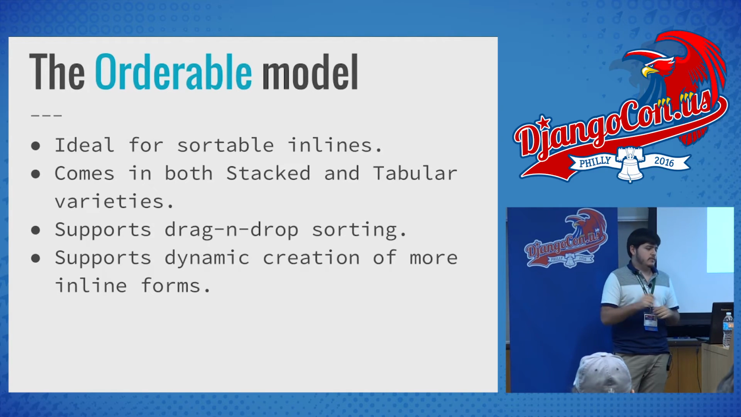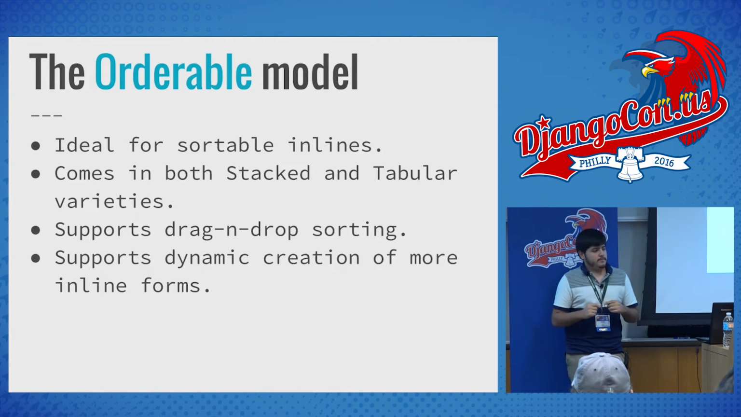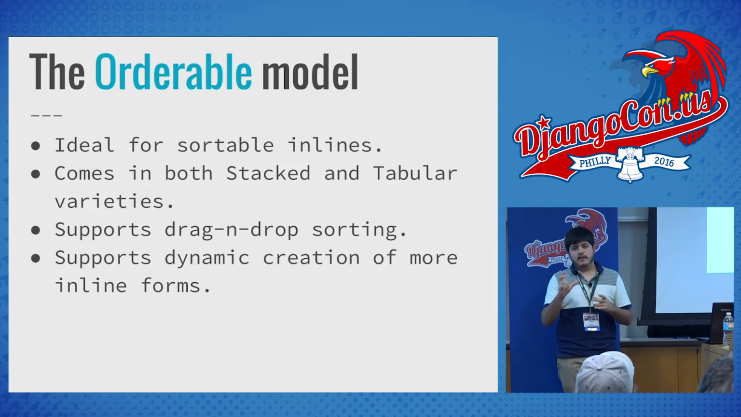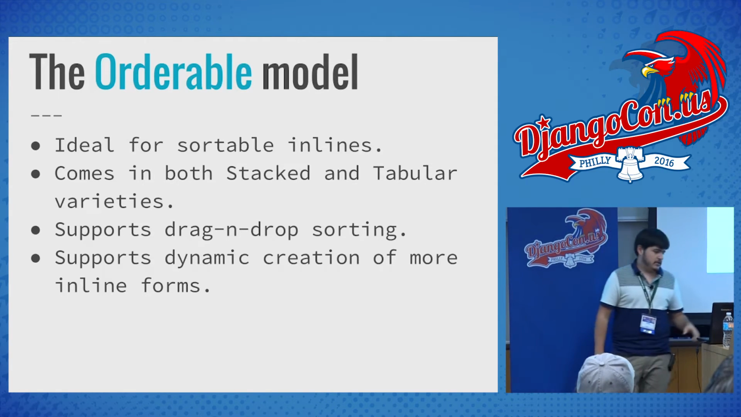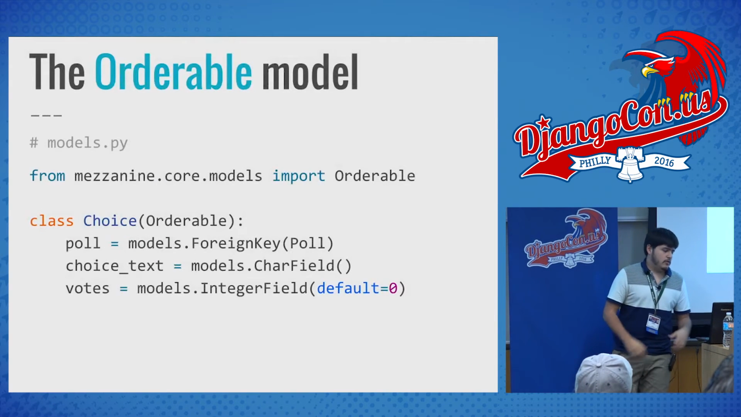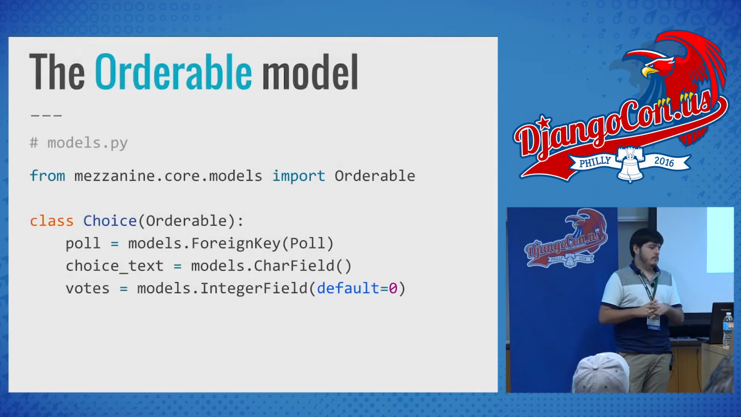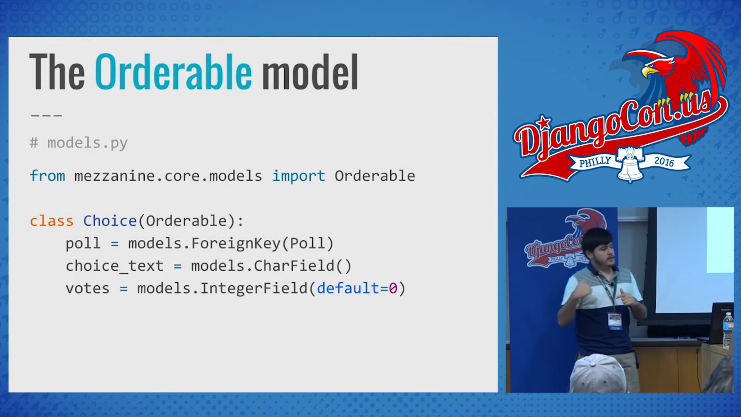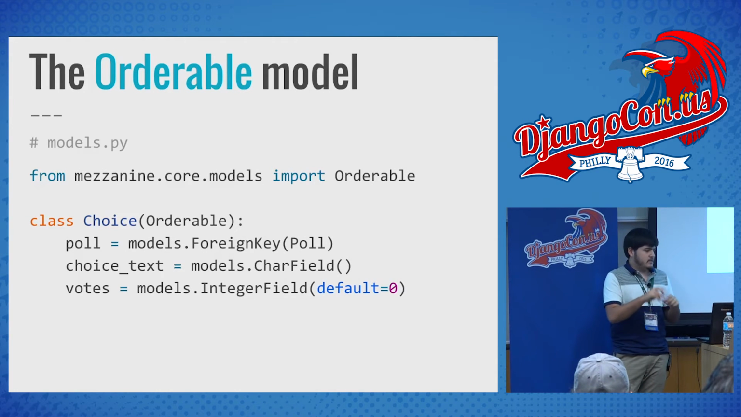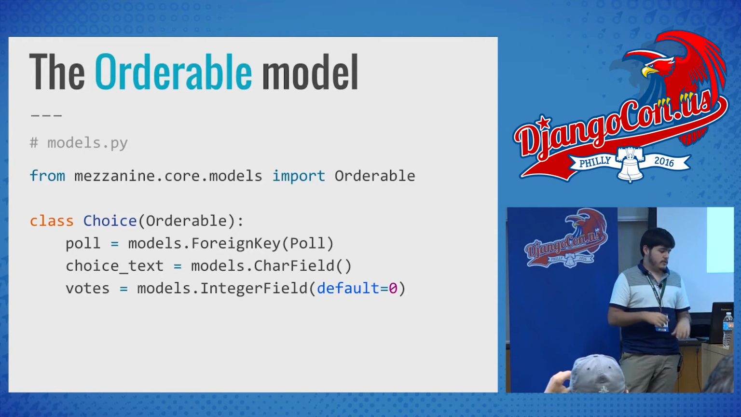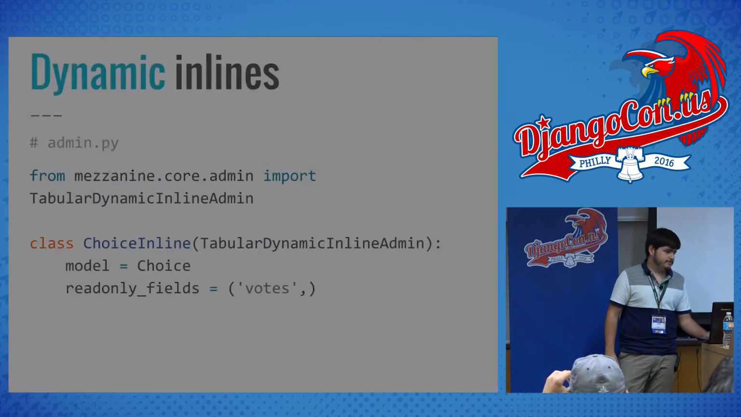You can drag and drop sort with it, and it will also support dynamic creation of more inline forms. So you don't have to define how many extra inlines you want to show to the user. They can just keep creating them and populating them. Of course, you can limit that with the standard Django admin classes. So it's the same here. We're going to edit our choice model. We're going to inherit from Orderable and just set a foreign key to our old poll model. Set the choice text and set the integer field to store how many votes each choice has got.